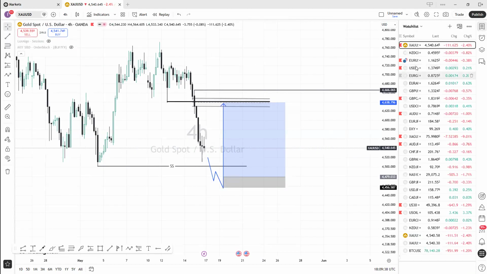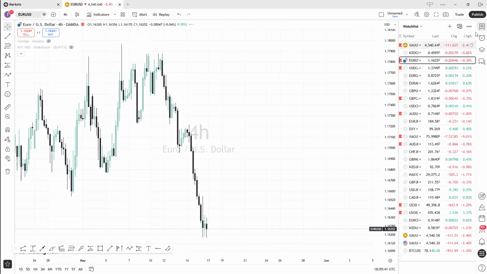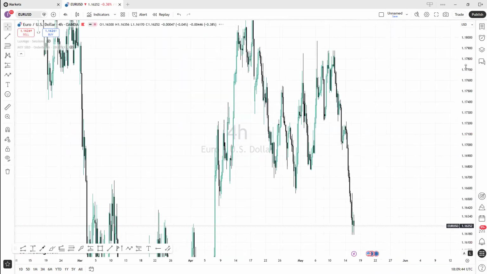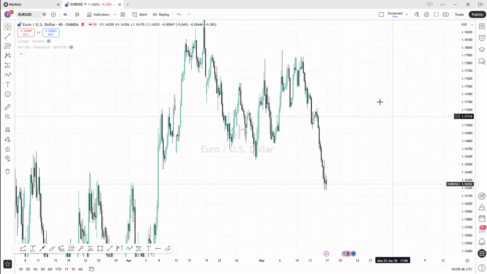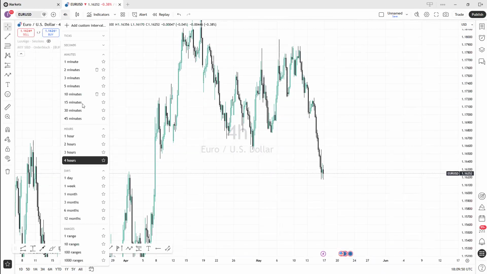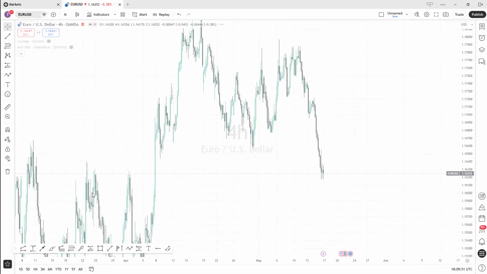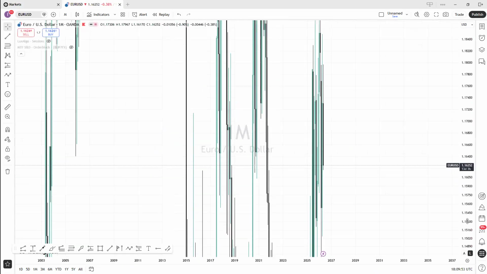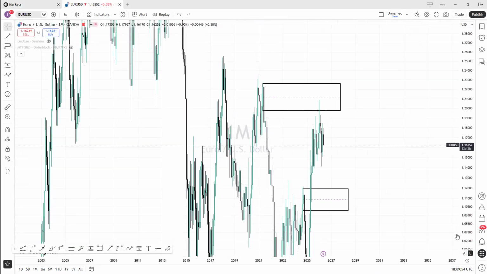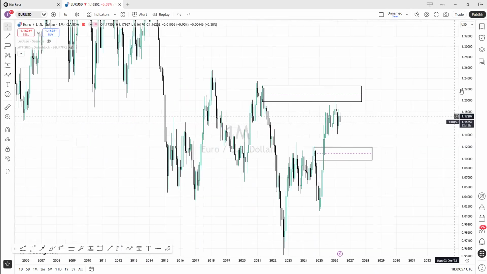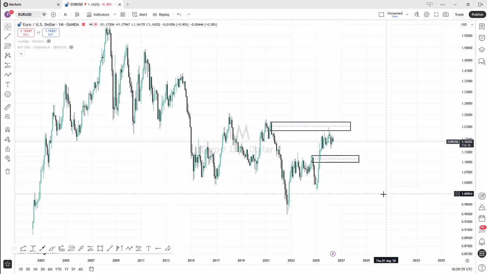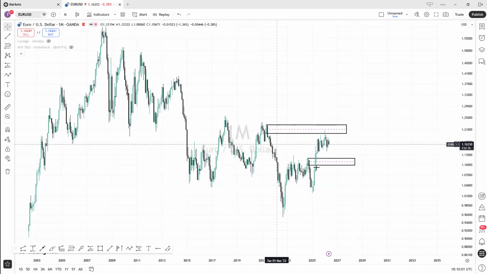Let's see another pair, Euro USD. Euro USD has this market structure, a very wonderful market structure, and it's very clear when you see it from a higher time frame. From the higher time frame, Euro USD, you can see this market structure. It is a very clear bearish market structure.